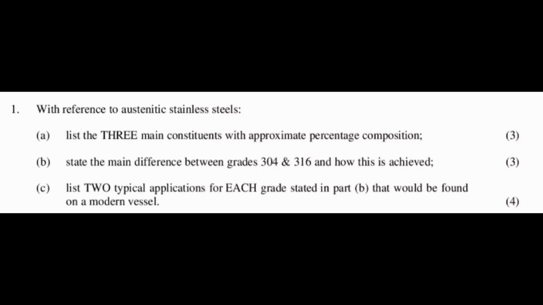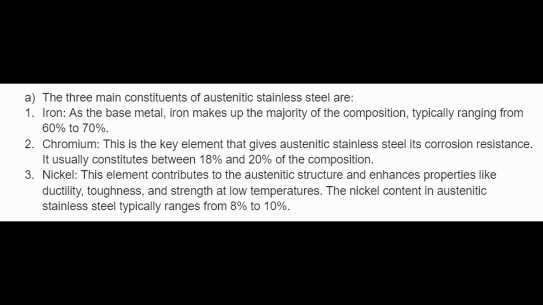A. The three main constituents of austenitic stainless steel are iron as the base metal. Iron makes up the majority of the composition, typically ranging from 60% to 70%. Next is chromium. This is the key element that gives austenitic stainless steel its corrosion resistance. It usually constitutes between 18 and 20% of the composition.